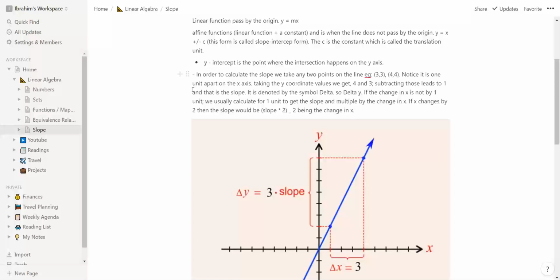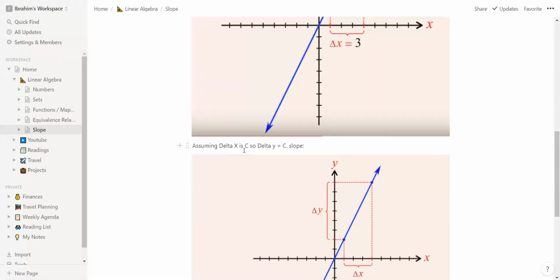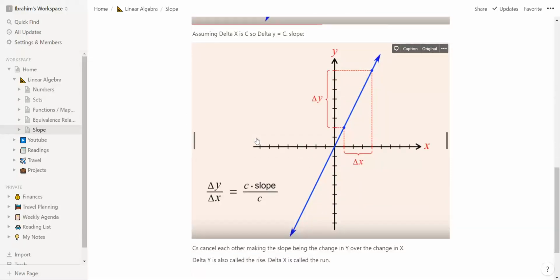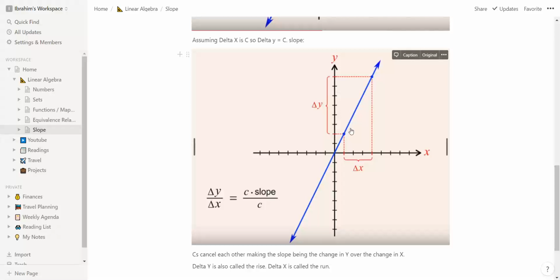2 being the change in x. Okay. So the 3 is delta x and delta y. Assuming delta x is c, delta y equals c multiplied by the slope. The c's cancel each other, making the slope the change in y over the change in x. Delta y is called the rise, and delta x is called the run. So you've got the rise, that's the delta y, and then the run this way is called delta x. So that's the deal with slope.